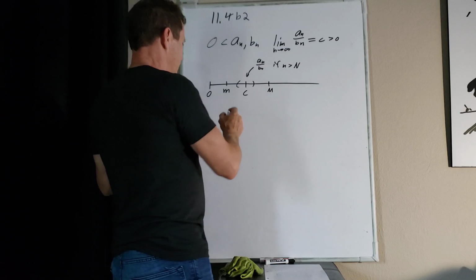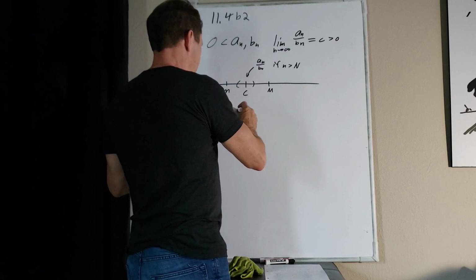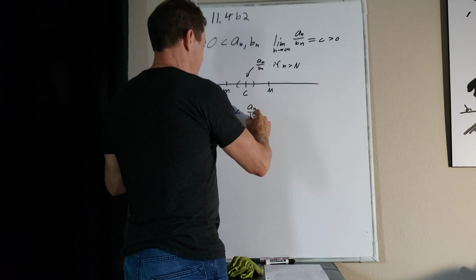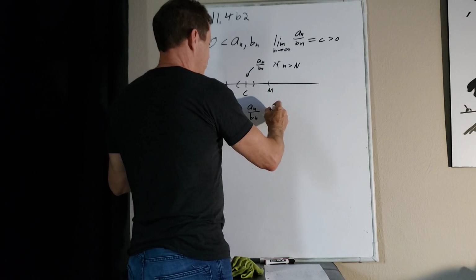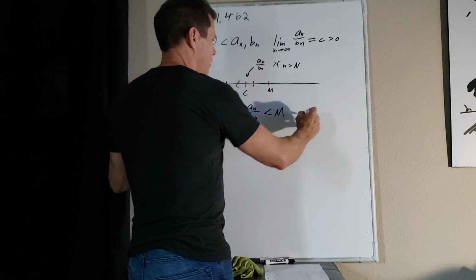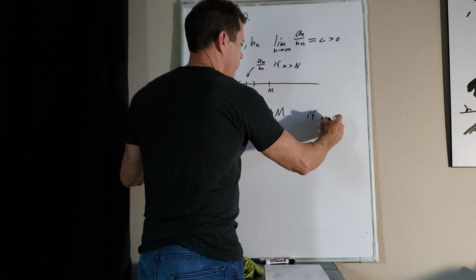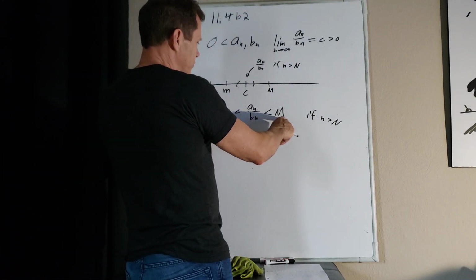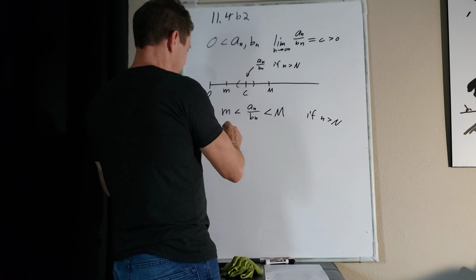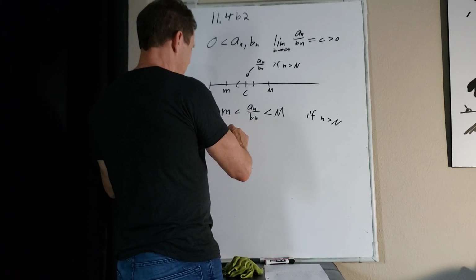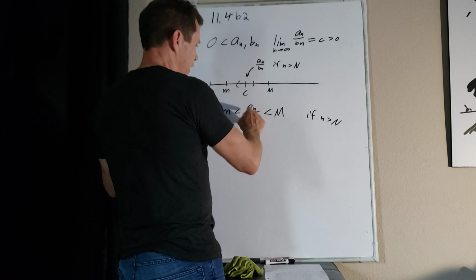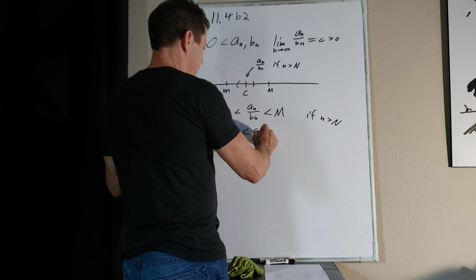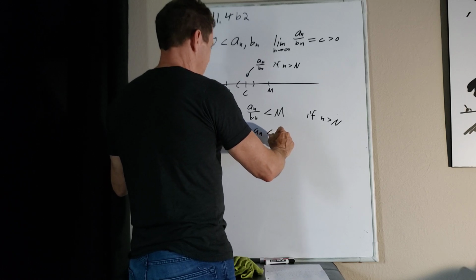So what does that mean? After a while, little m is less than a_n over b_n and less than big M if little n is bigger than big N. Now, after a while, what I can do is multiply both sides by b_n. So I get little m times b_n, and since it's a positive number, I don't have to worry about flipping the inequality, is less than a_n, is less than big M times b_n.